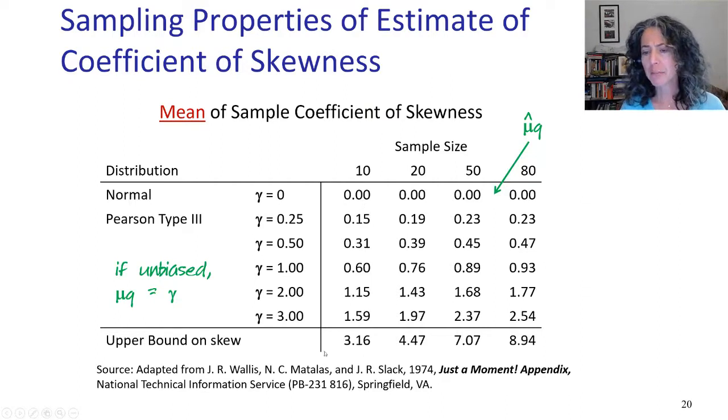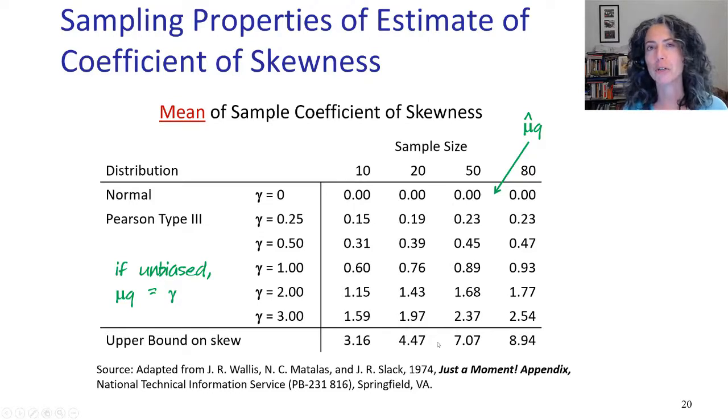Now, something that I will demonstrate if we have time in this lecture, but I'm not sure yet whether there'll be time in the videos. If you look down in this last row, they noted that the equation for the sample skew actually has an upper bound based on the sample size. So if you have a sample of only 10, the highest value you can compute for skew coefficient is 3.16, right? If you have a sample size of 20, the highest sample skew you compute is 4.47.